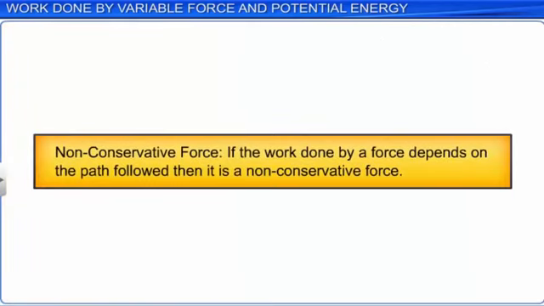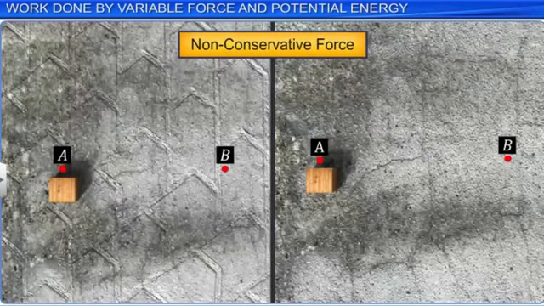So far, we have studied conservative forces. Let us now learn about non-conservative forces. If the work done by a force depends on the path followed, it is a non-conservative force. For example, friction is a non-conservative force.